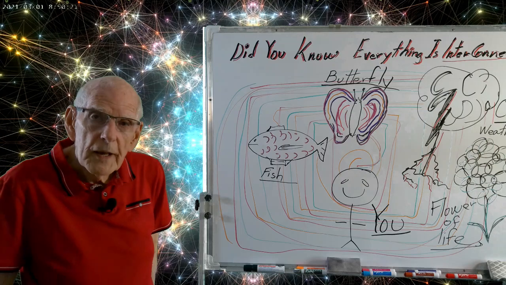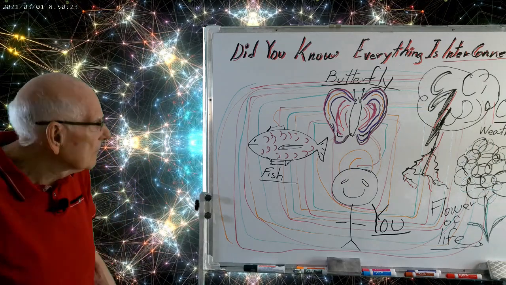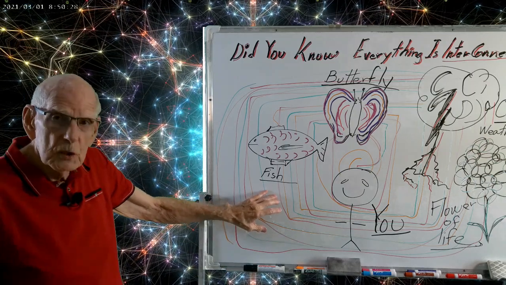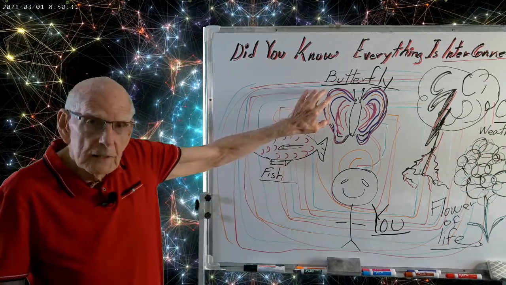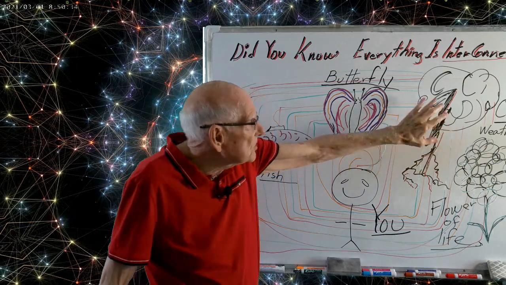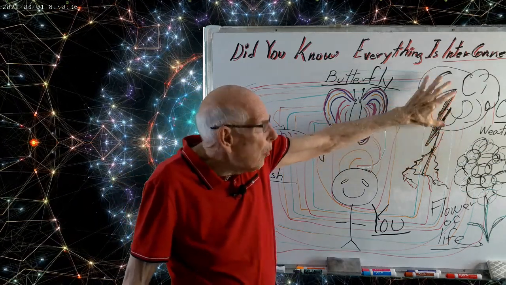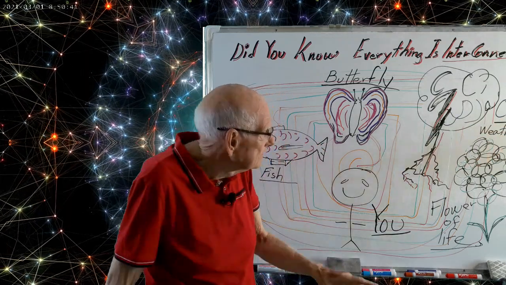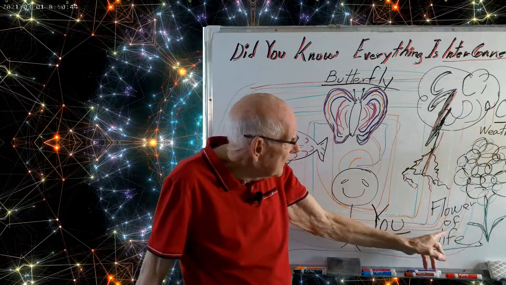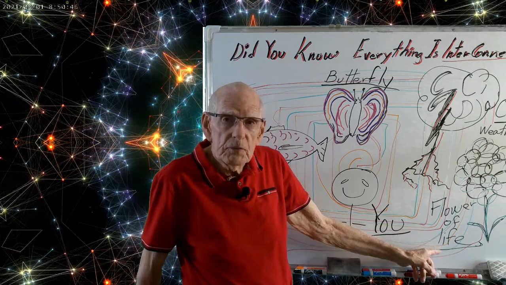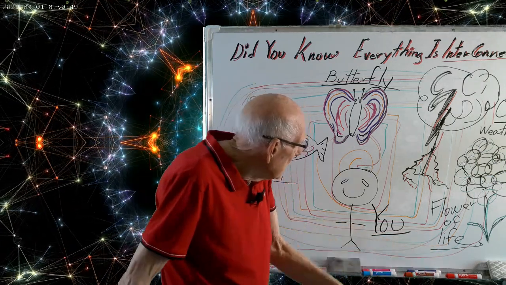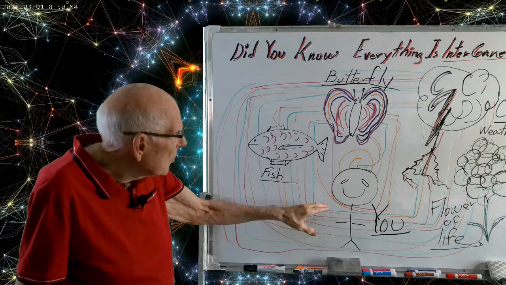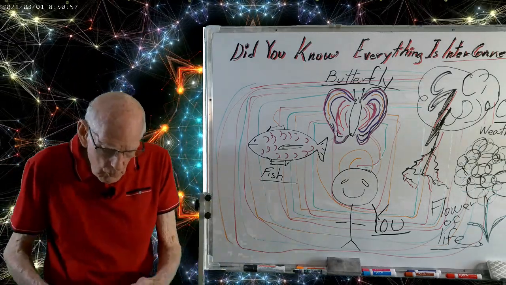Energy. Everything is energy. Now, on this little diagram, we have a fish. We have a butterfly. We have, now it's hard to see, but this is a weather system. It's weather. It's chaotic. And this down here is the flower of life. And right in the center is you. You're right here.